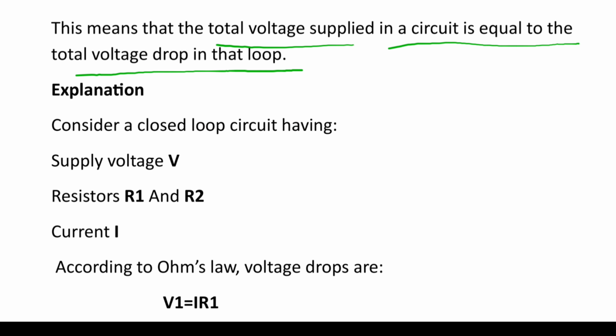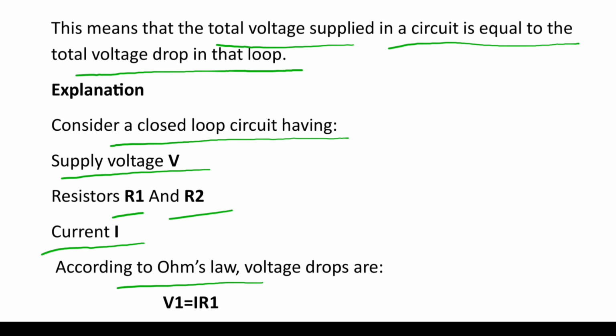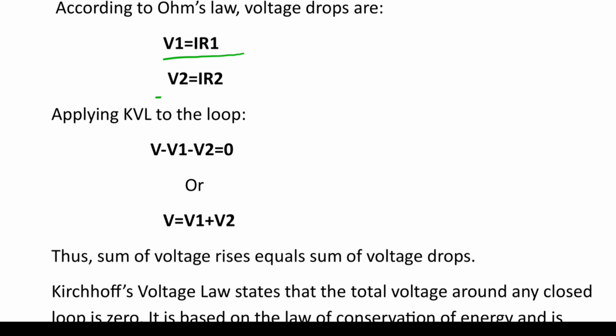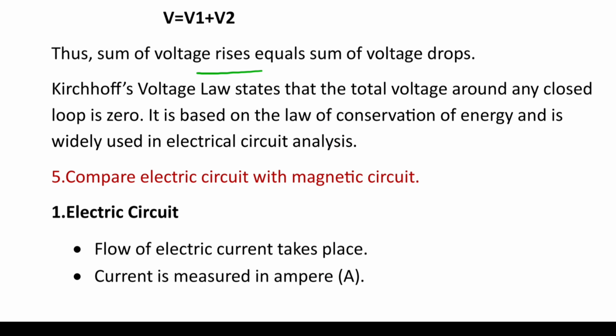Coming to the explanation, let us consider a closed loop circuit. The supply voltage we call V, and the resistors let us consider R1 and R2. The current we represent as I. According to Ohm's law, the voltage drops are V1 equals I R1, V2 equals I R2. So applying Kirchhoff's law to the loop, V minus V1 minus V2 is equal to 0. You can write V is equal to V1 plus V2. The sum of the voltage rises will be equal to the sum of the voltage drops.